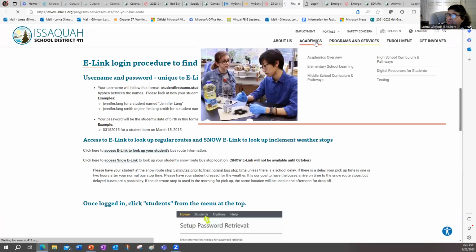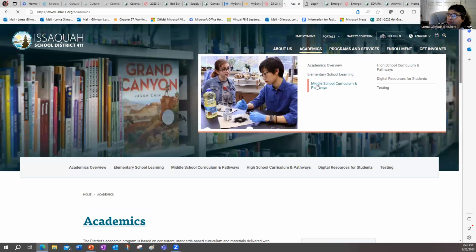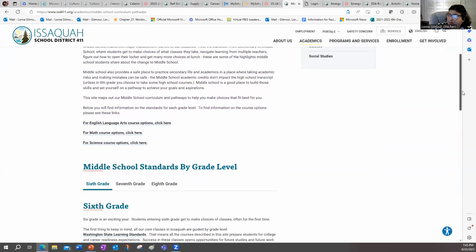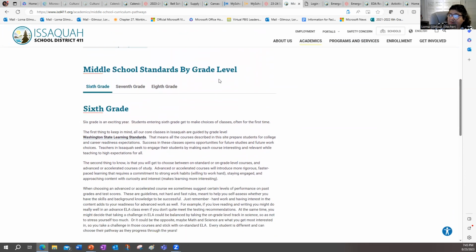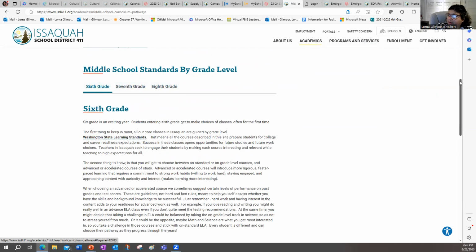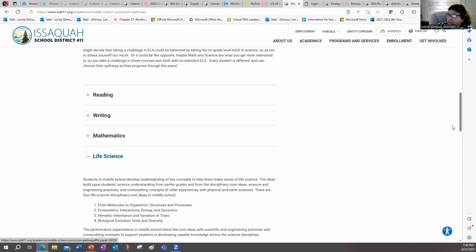So if you go to the IST website, under middle school curriculum and pathways, those of you who signed up, the fact that your child is already in the school and has chosen classes means that you most likely have seen the science standards by grade level. If your child is in sixth grade, seventh grade, and eighth grade, all of their standards by grade level are posted over here, so you know what the expectations are.